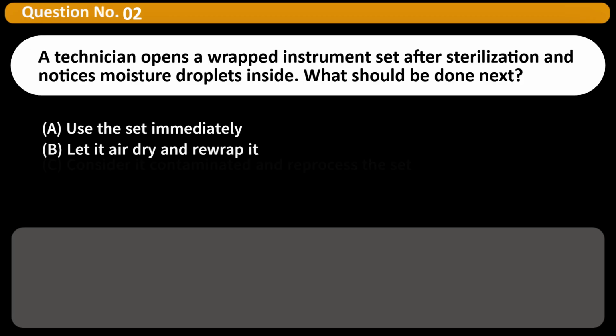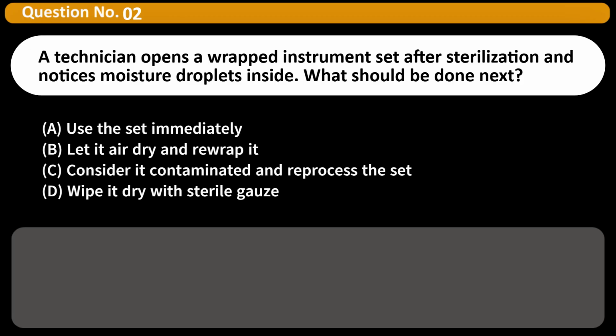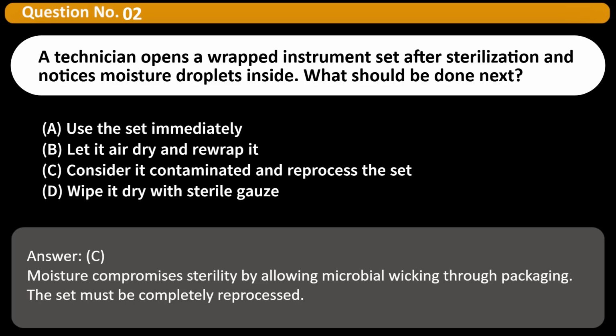A technician opens a wrapped instrument set after sterilization and notices moisture droplets inside. What should be done next? A. Use the set immediately. B. Let it air dry and rewrap it. C. Consider it contaminated and reprocess the set. D. Wipe it dry with sterile gauze. Answer C. Moisture compromises sterility by allowing microbial wicking through packaging. The set must be completely reprocessed.